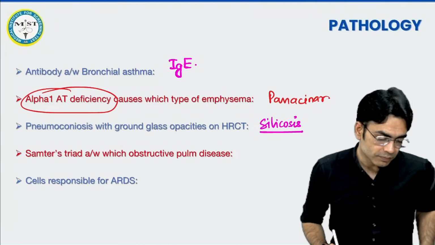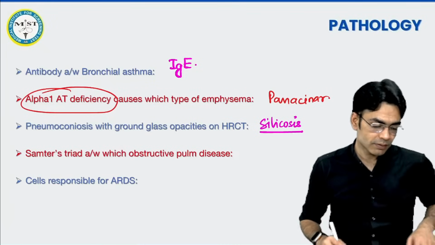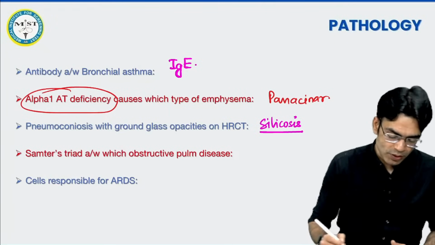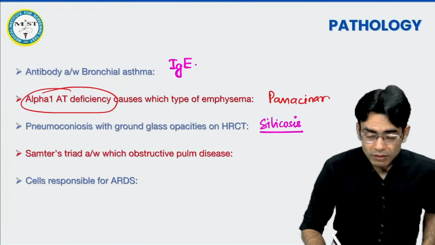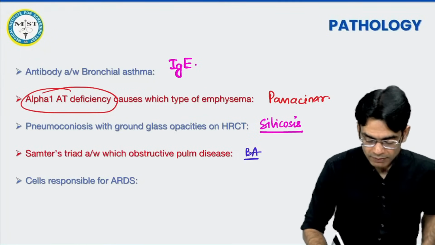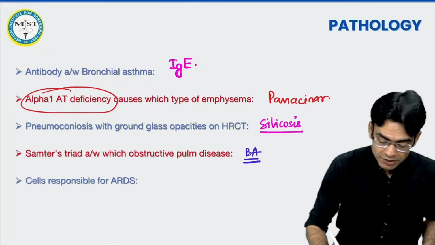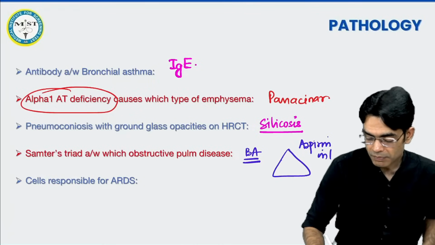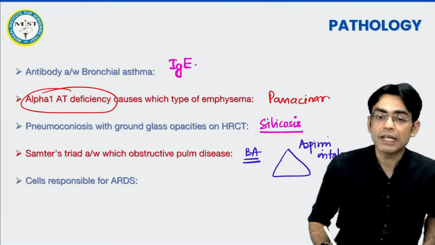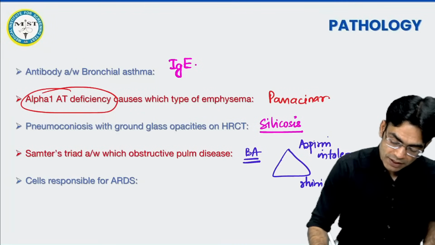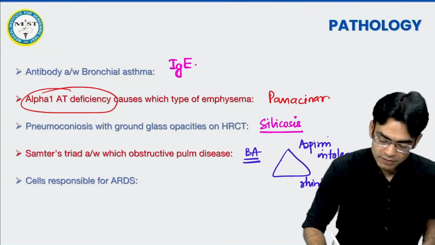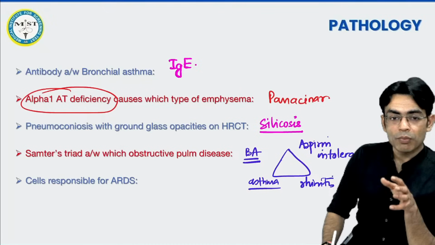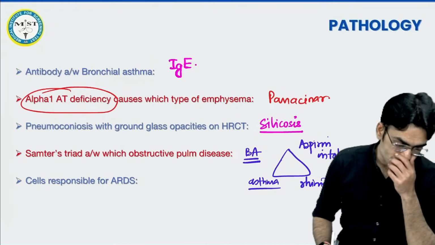Samter's triad. Yes, Samter's triad, when we are talking about a Samter's triad, this is your BA again, bronchial asthma. What is there in the Samter's triad? Beta aspirin intolerance. Then we are having rhinitis, allergic rhinitis, and asthma. ठीक है, so this is your bronchial asthma where you see Samter's triad.